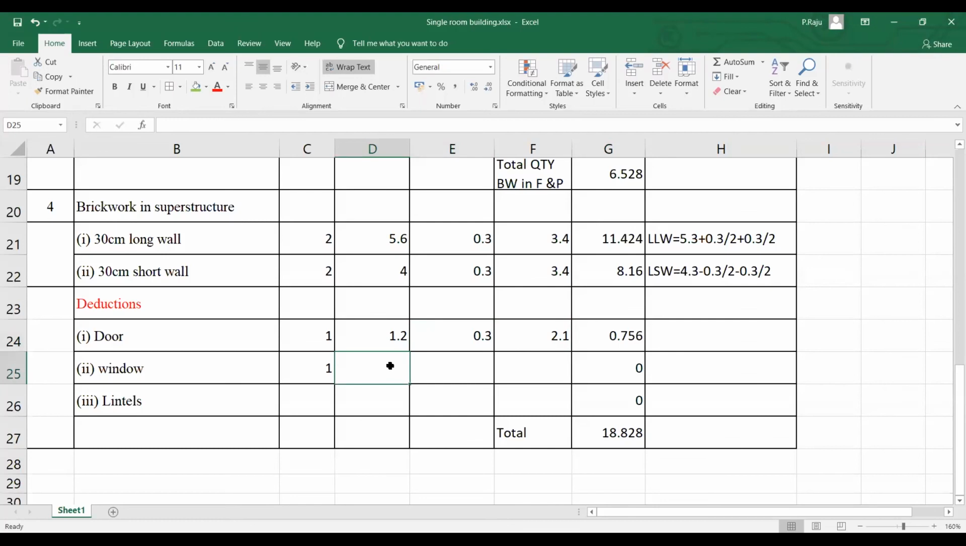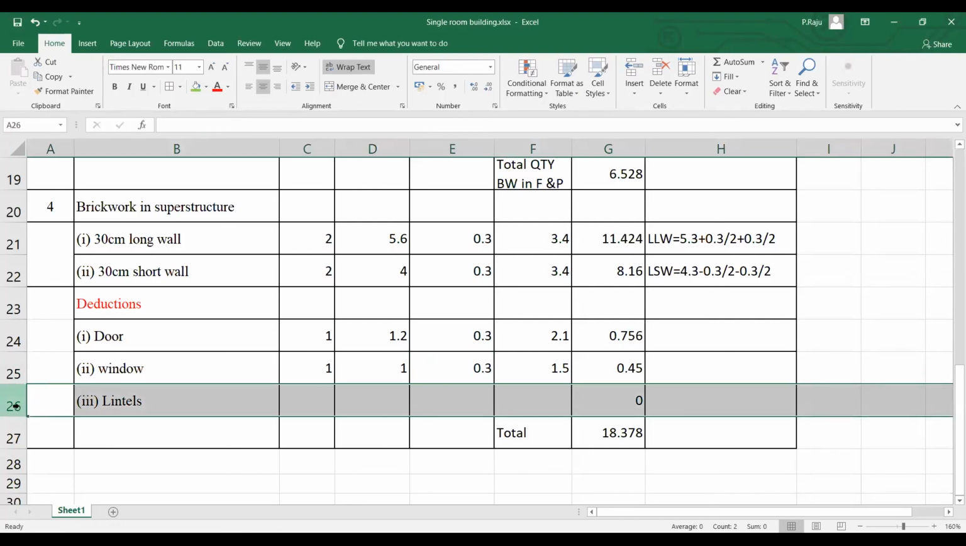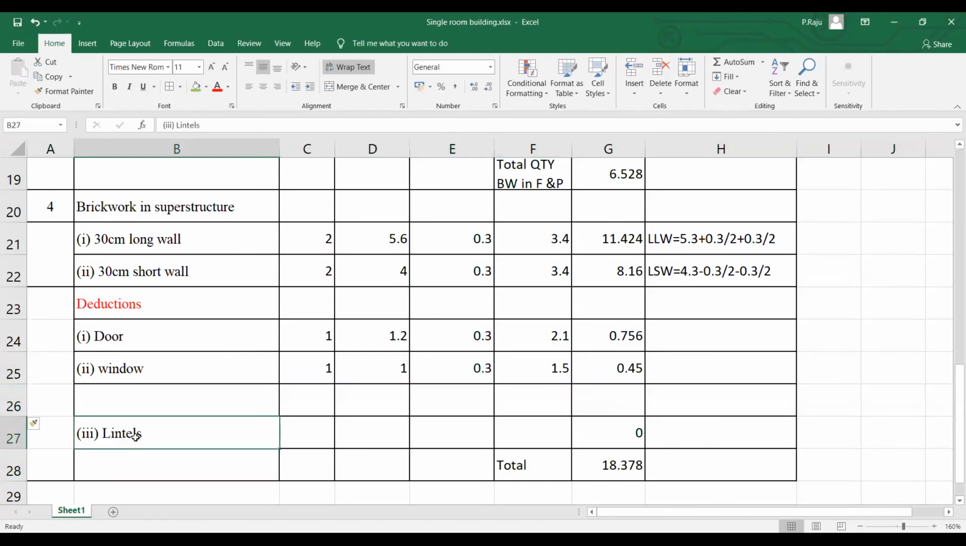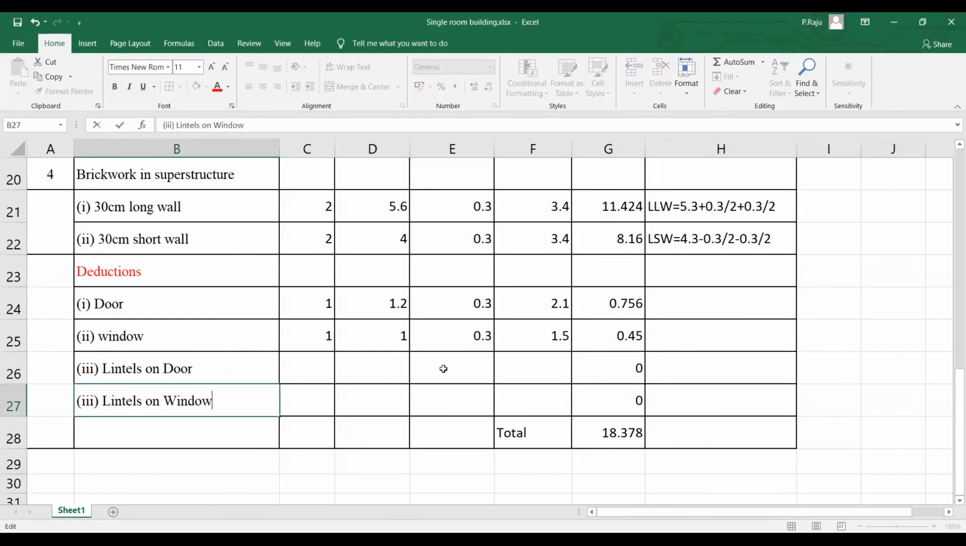Next, coming to window, 1 meter by height is 1.5 meter and the thickness is again 0.3 meters. So coming to the lintels part, lintels are again two types. Lintels on door is one. Lintels on window is one.